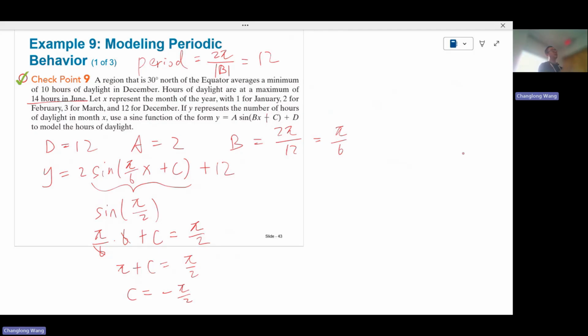But I'll say that if I were you, I'll definitely study this example and also the one in the book to make sure that you're able to figure out this modeling kind of a problem. Okay.